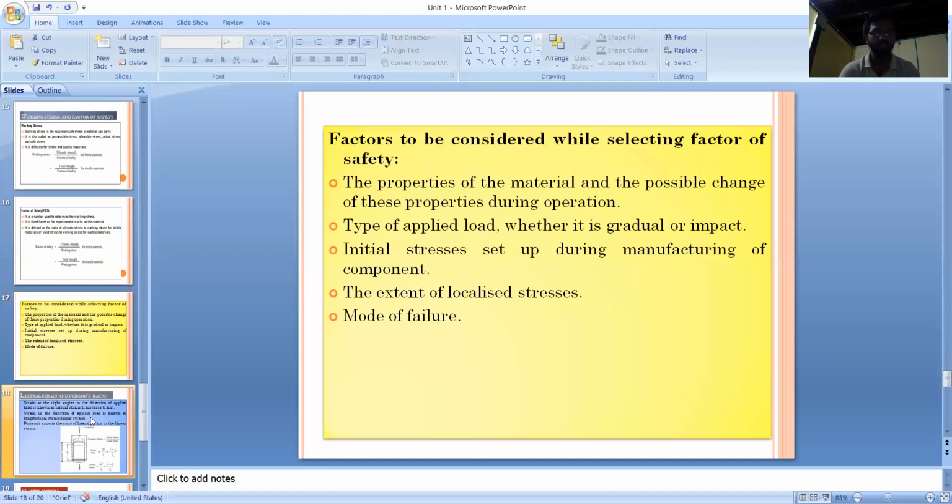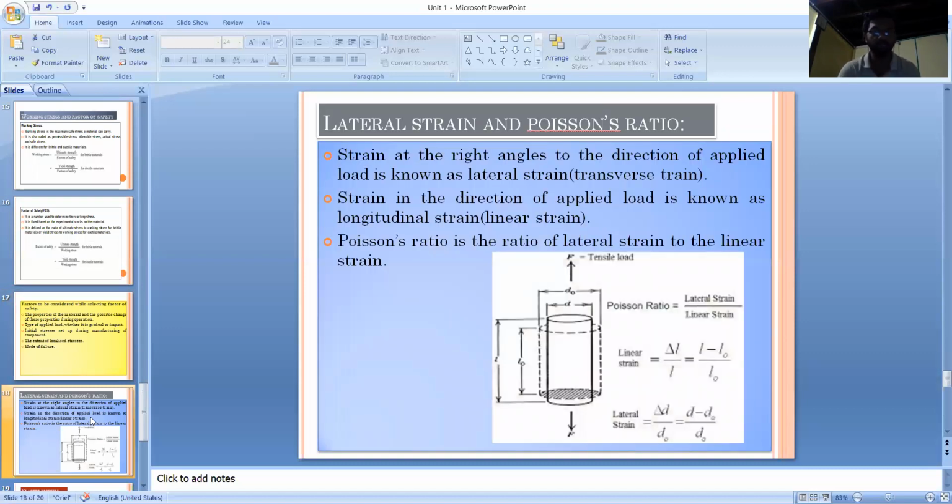So next coming, we have lateral strain and Poisson's ratio. The next concept in this first unit is lateral strain and Poisson's ratio. We have already learned what is strain in our previous classes. The strain is nothing but the ratio of change in dimension to the original dimension. But here we have one more strain which is called lateral strain. Okay, how can we define this lateral strain?